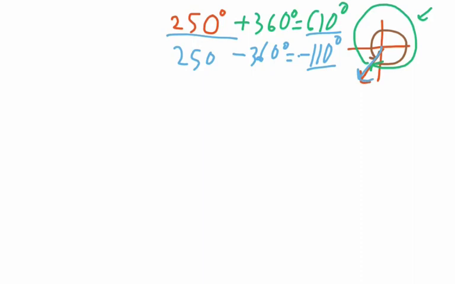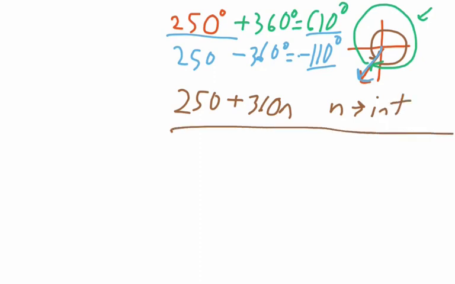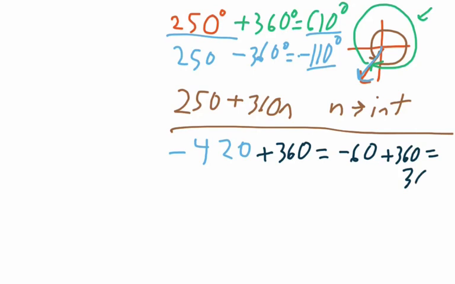If I wanted all of them, I would just do 250 plus 360n, and n must be an integer. If I had a negative one, let's say I had negative 420, and I wanted to get a positive coterminal angle, I would add 360, which would get me to negative 60, but that's still negative, so I would have to add 360 again, which gives me 300. So here's my positive one. If I wanted a negative one, I could just use negative 60.